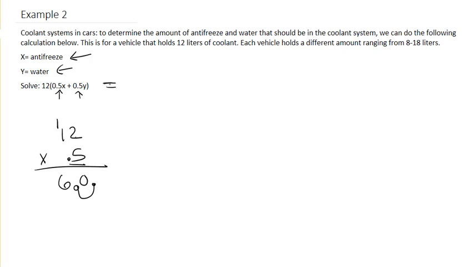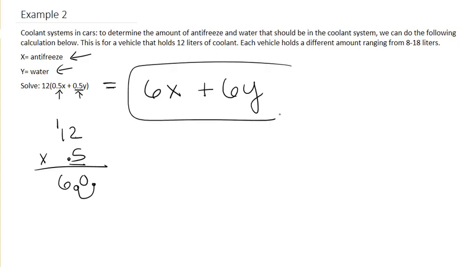So when we multiply this out, 12 times 0.5, we get 6x, plus 6y, as it's the same multiplication of 0.5 times 12, except we have a y at the end. So we would say we need 6 liters of antifreeze and 6 liters of water for this problem. So let's go ahead and do another example.